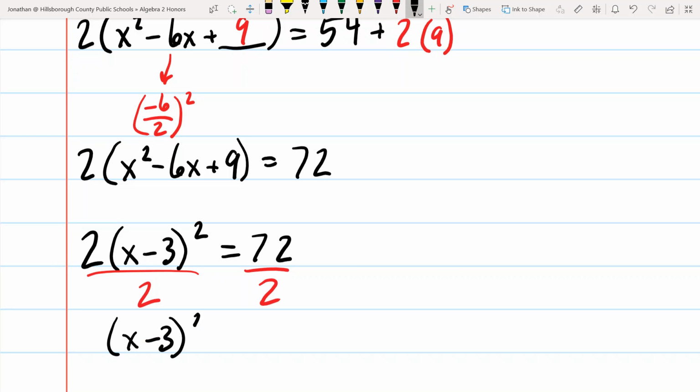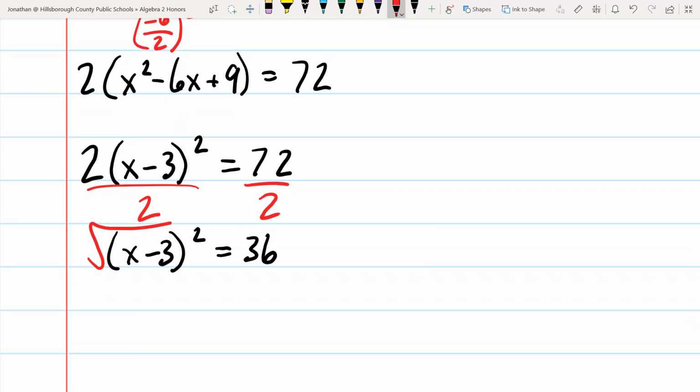X minus 3 squared equals 36. Ooh, that's good. That means this one will work out nice since you have a perfect square. Root of both sides. X minus 3 equals plus or minus 6.